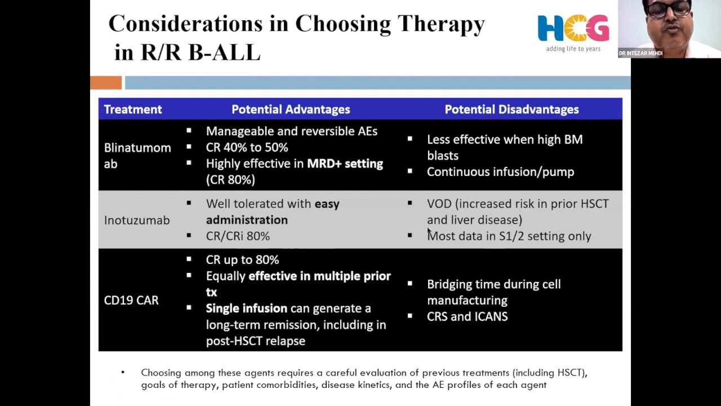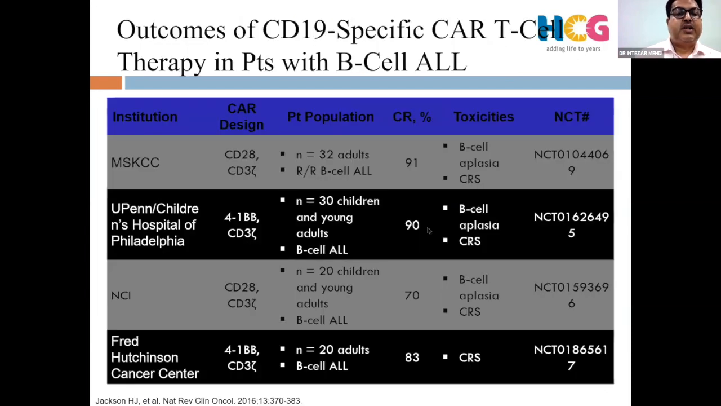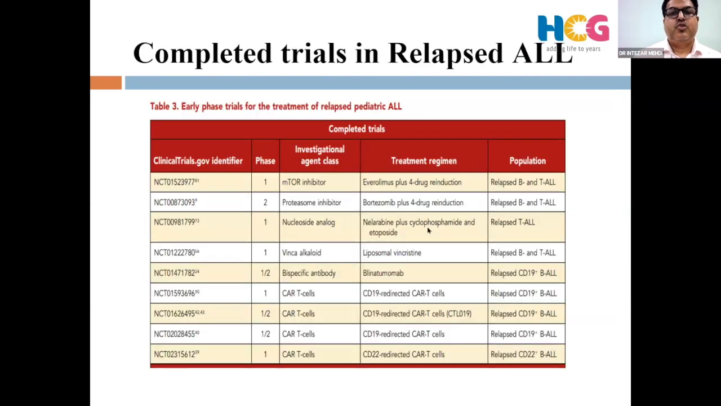So this table beautifully summarizes where should we use blinatumomab, where should we use inotuzumab. So if you have a very heavy disease, then it's better to use inotuzumab. If you have an MRD positive disease, then you can use blinatumomab. If the patient is heavily pretreated and not very fit for heavy chemotherapy, then use CD19 CAR as a bridging therapy. But the time taken to do the CAR is a problem, and this shows there are so many trials which have been done in ALL.